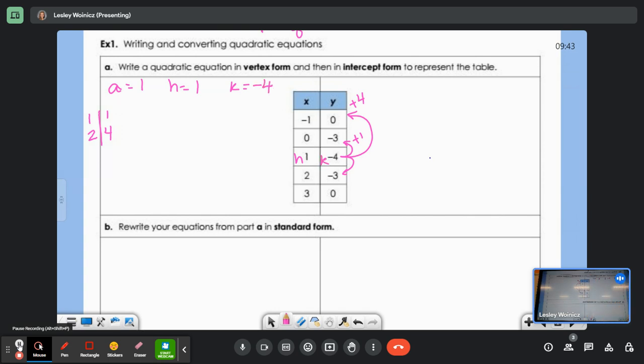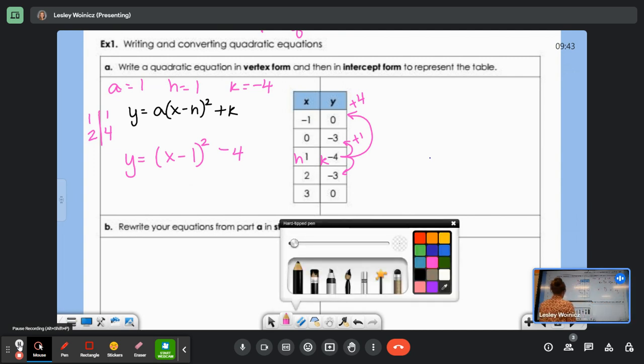Okay, so vertex form, let's write it out to remind ourselves. It's y equals A times x minus h, quantity squared, plus k. So when I plug my stuff in, I get y equals 1 times x minus 1 squared minus 4. Good. We're going to do the other part A, and then we'll do the part B's together.